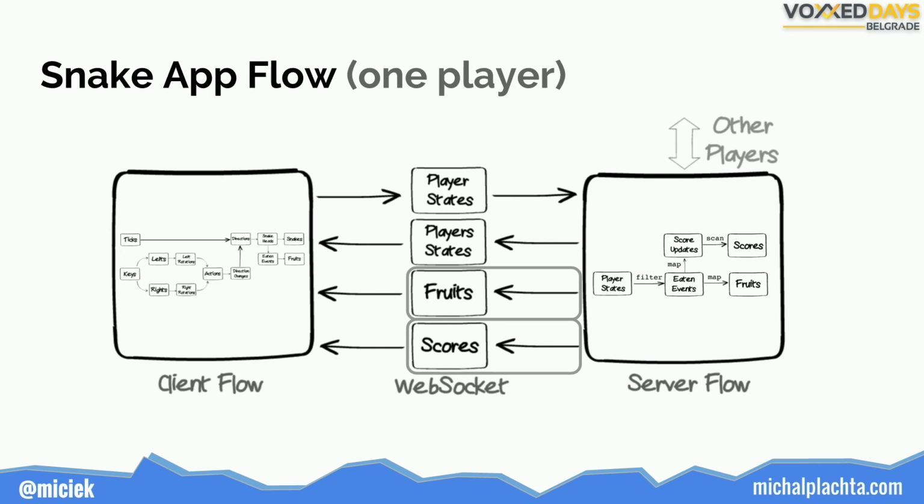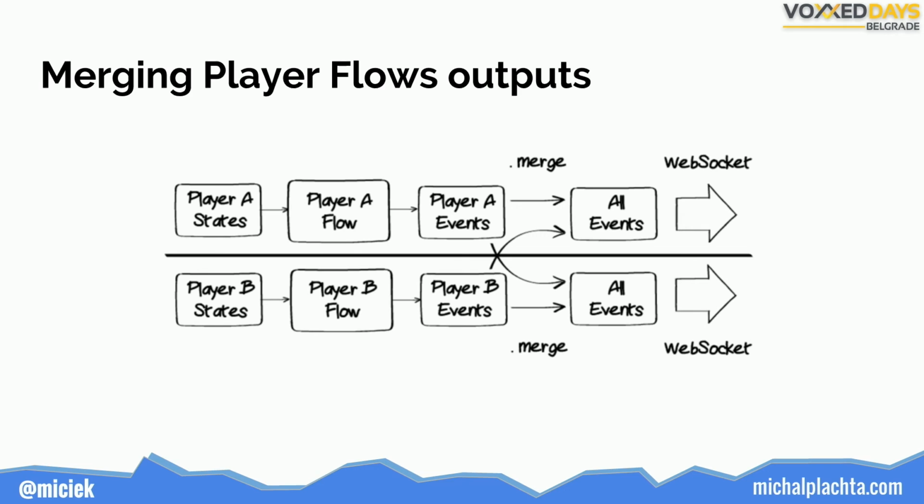All right. So this is how the Snake application for one player looks. Client flow, server flow, and fruit and scores are done. We just need to take care of players' states. So we need to inform the current player, because this is a one player flow, what the positions of other players are. And in order to do that, we need to cross an asynchronous barrier here.